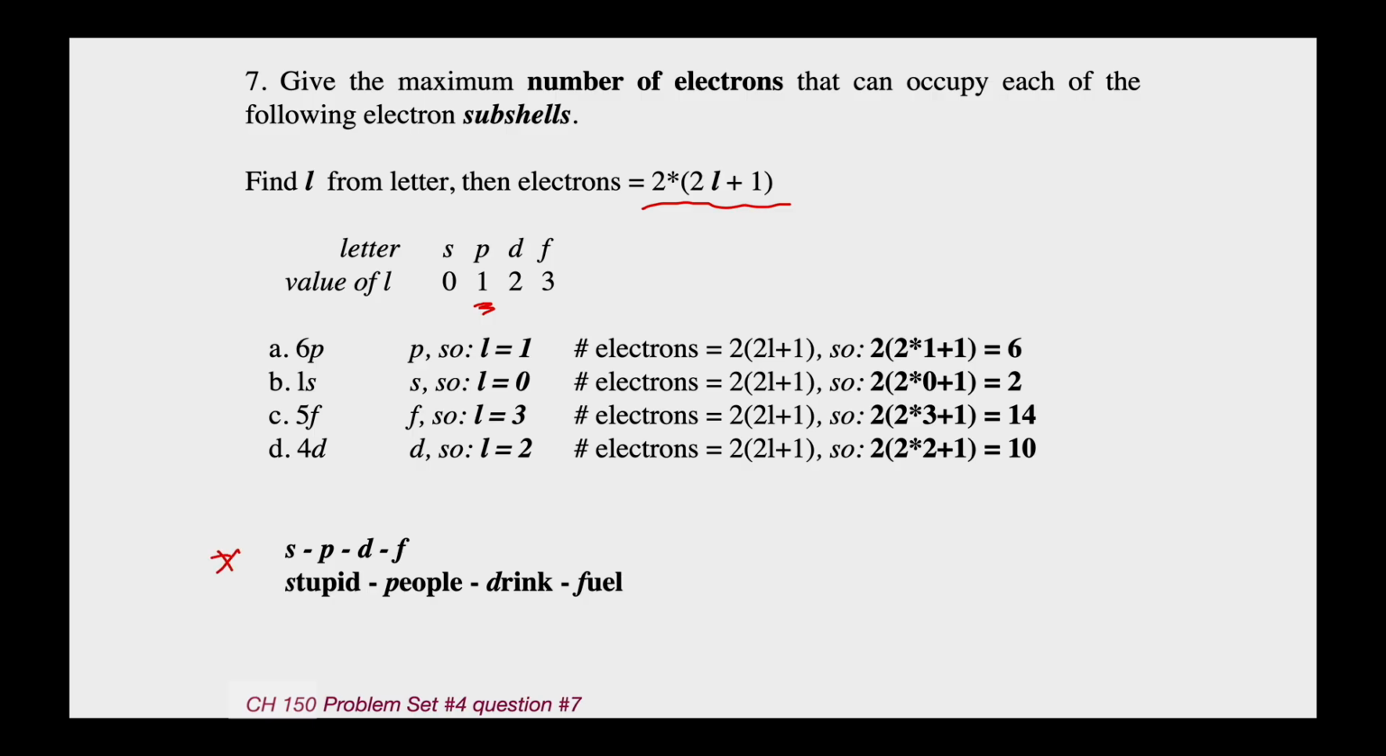Stupid people drink fuel is a way that you can remember the order. Stupid is 0, that kind of counts. People is 1, drink 2, F is 3, etc. So this is one way to do it. But you can also just remember that P subshells hold 6 electrons, S subshells hold 2, F's hold 14, etc., etc. There are lots of ways to do this in quantum chemistry, and the patterns will help you figure out what's happening.